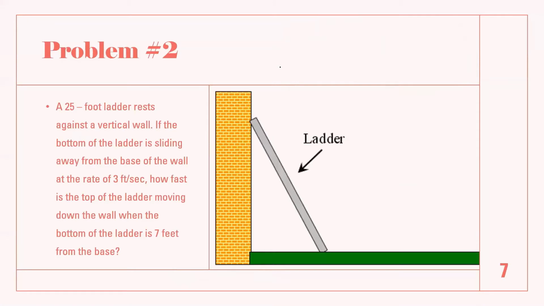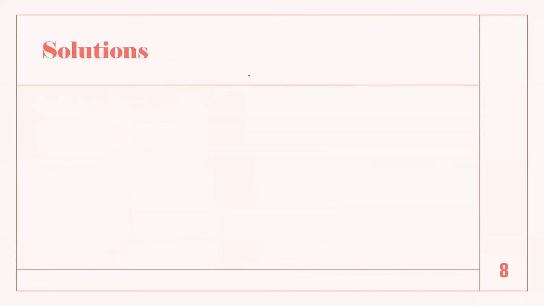So our second problem is a 25-foot ladder rests against a vertical wall. If the bottom of the ladder is sliding away from the base of the wall at the rate of 30 feet per second, how fast is the top of the ladder moving down the wall when the bottom of the ladder is 7 feet from the base? So we're going to draw the problem.